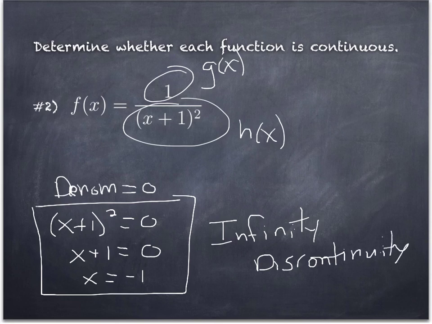If we had found that it had a hole, which happens by canceling a term on the top and the bottom and setting it equal to 0 and solving it, we would say point discontinuity. If we had graphed a piecewise function and found that the two pieces come together in a way that it's not continuous, we would likely say it's jump discontinuity.